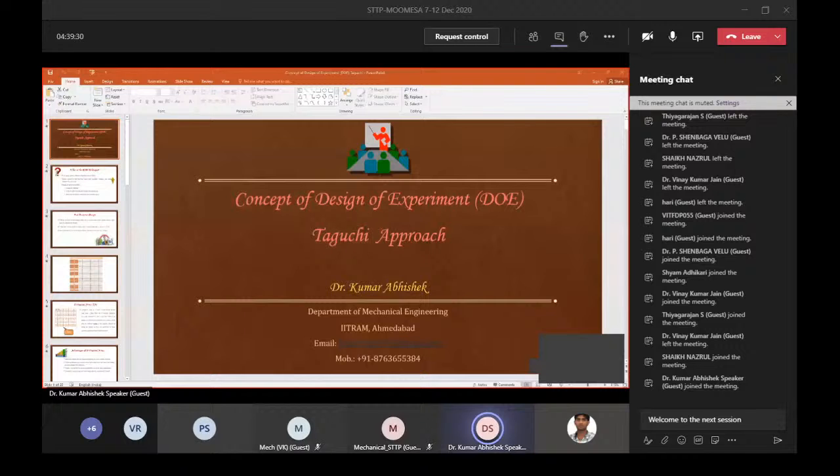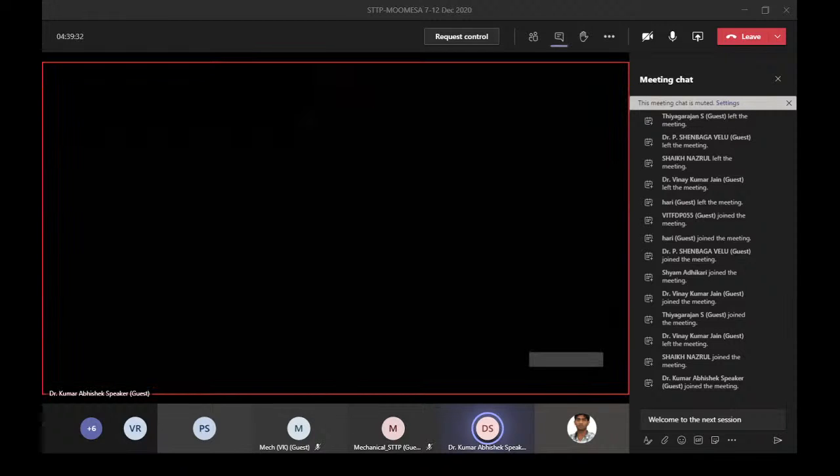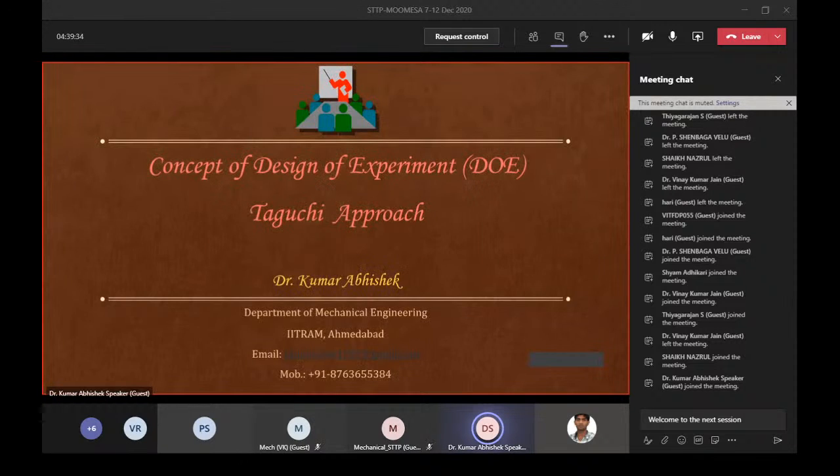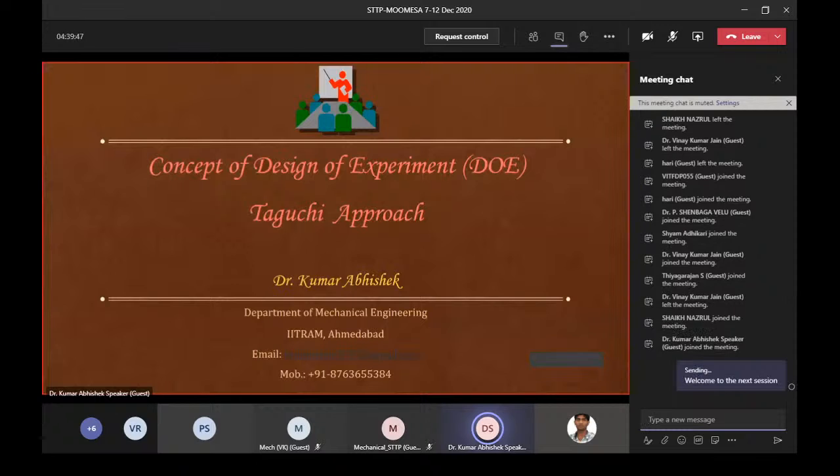So we will discuss the design of experiment, the Taguchi approach. In the last lecture we discussed the full factorial approach, but here we will discuss the Taguchi approach, because there are some limitations of the full factorial design method. As the name suggests, the full factorial is all the possible combinations of the factors.